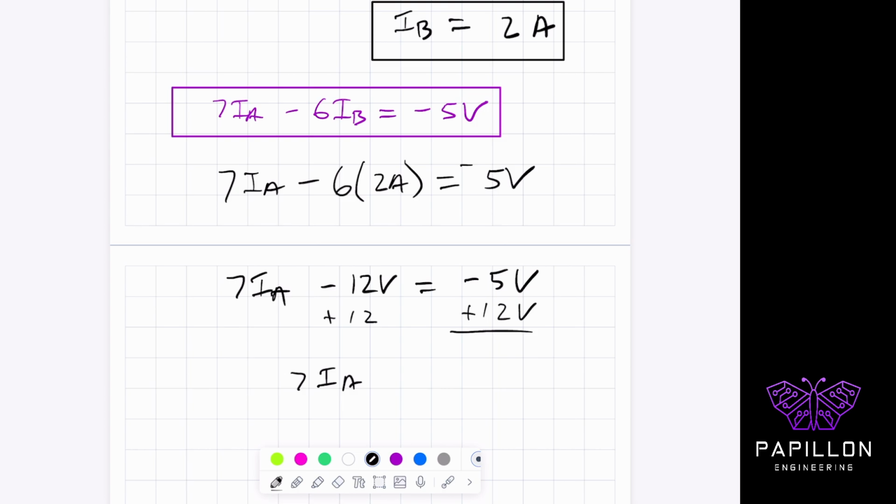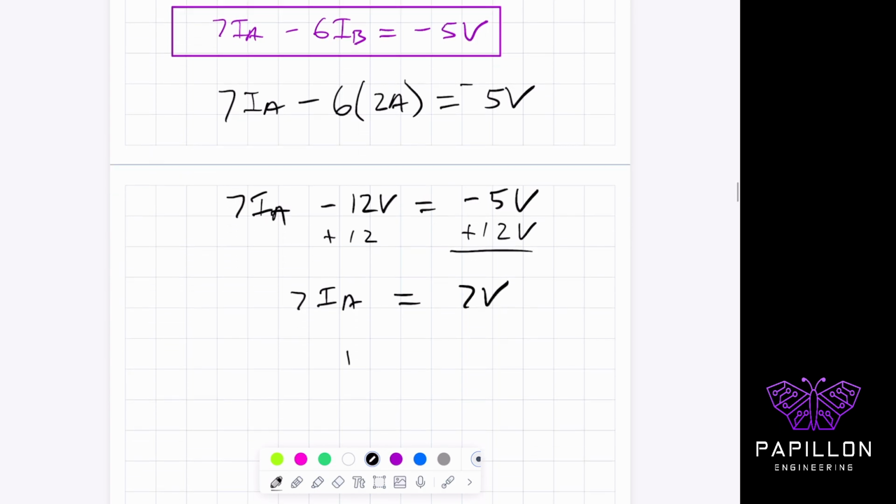So what is that? So it gives me back positive 7 volts, 7 IA. So then IA, this is ohms, right? It brings us back to 1 amp. All right, so try that out. And just like that, we're done with the problem, which is exciting.